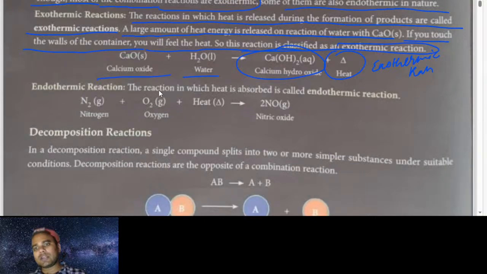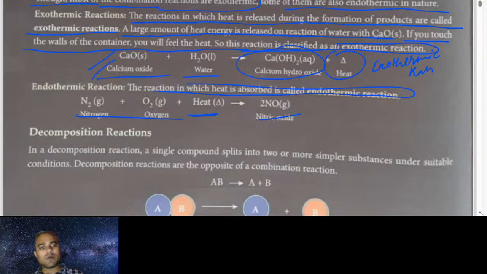Now let us move on to the next one. Endothermic reaction: the reaction in which heat is absorbed is called an endothermic reaction. N2 plus O2, and you need to give heat, student, so it will form NO. So I hope you memorize exothermic with quick lime and water giving calcium hydroxide, and endothermic with N2 plus O2 giving 2NO.